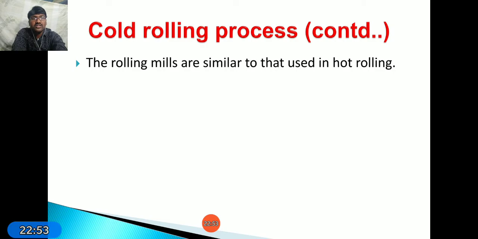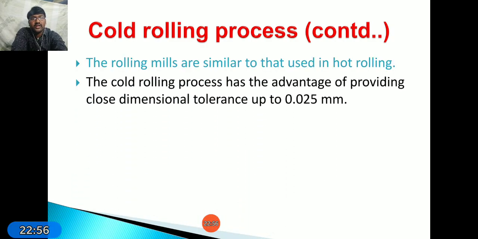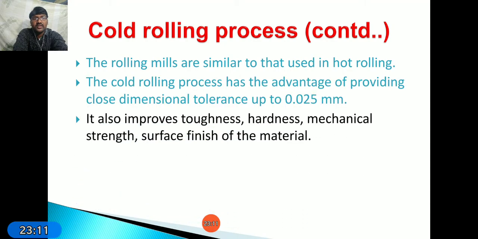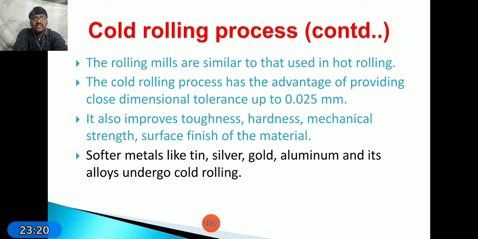Next, the rolling mills are similar to those used in hot rolling. The cold rolling process has the advantage of providing a close dimensional tolerance of 0.025 mm. It is one of the main advantages of cold rolling. It also improves toughness, hardness, mechanical strength and surface finish of the material. Softer metals like tin, silver, gold, aluminum and its alloys undergo cold rolling. Based on soft materials, we require a low amount of pressure. For that case, we use the cold rolling process.